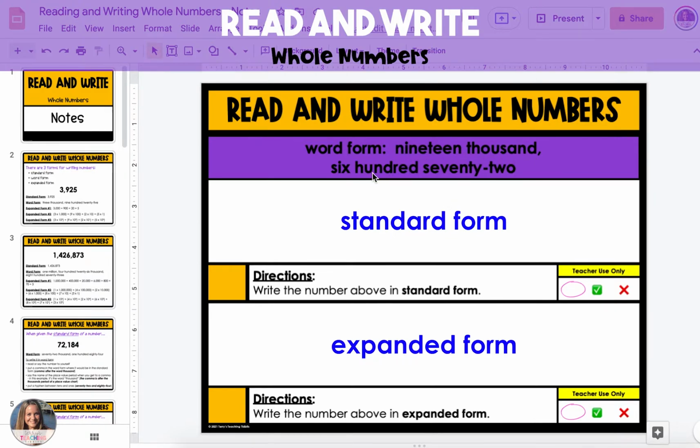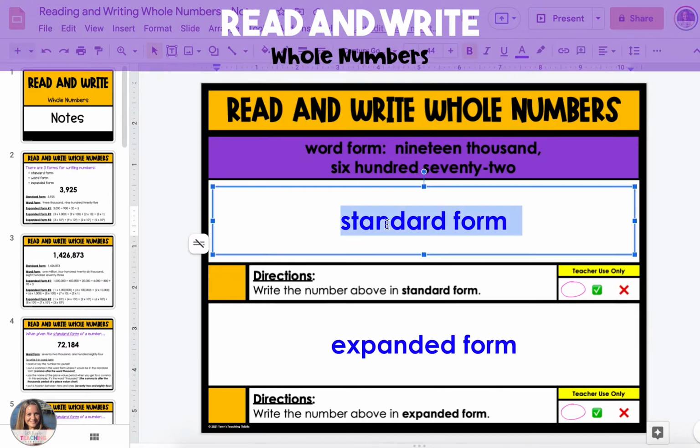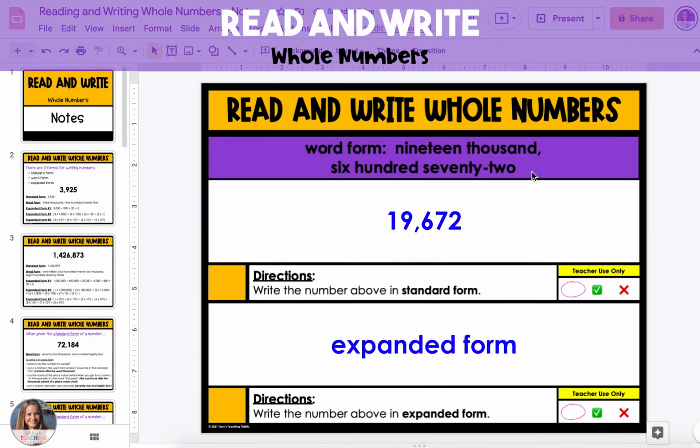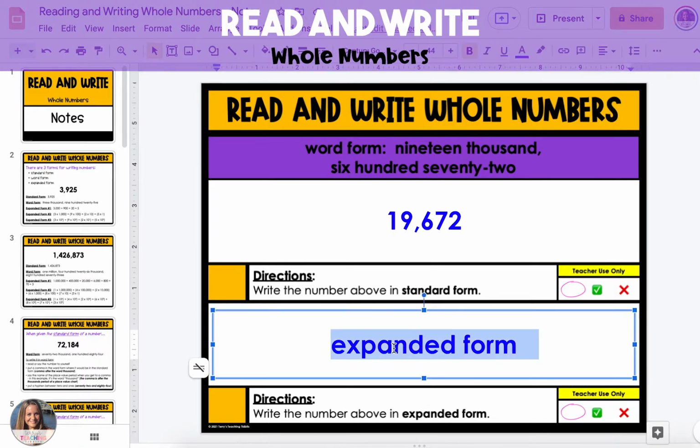Read the word form to yourself and then write it in standard form using numbers. 19,672 is written as 19 with a comma to represent the word thousand, and then 672. Now that we have the number written in standard form, it's a little bit easier to write it in expanded form. The greatest digit is a 1 in the 10,000s place, so we're going to write 1 times 10,000.